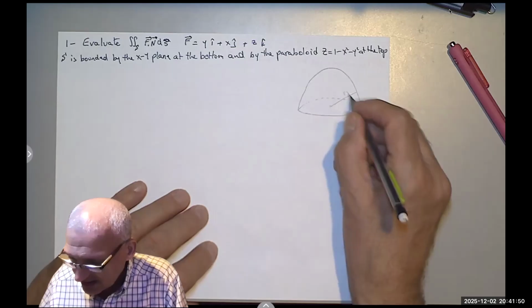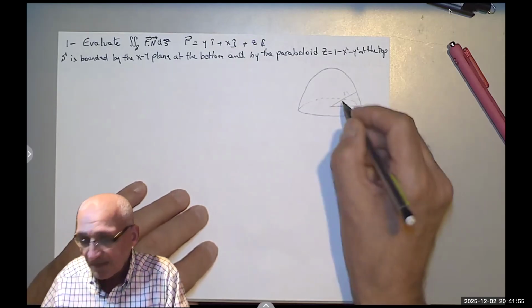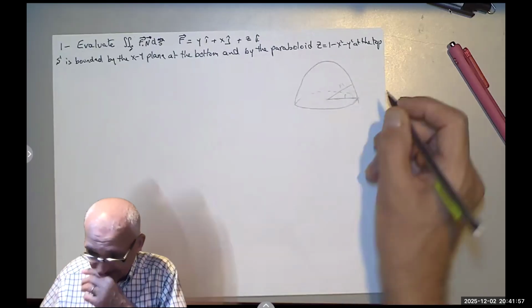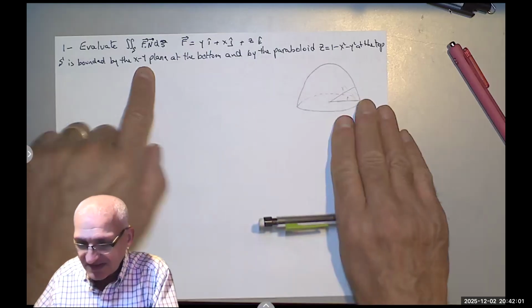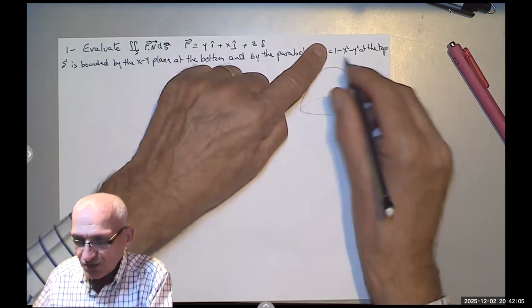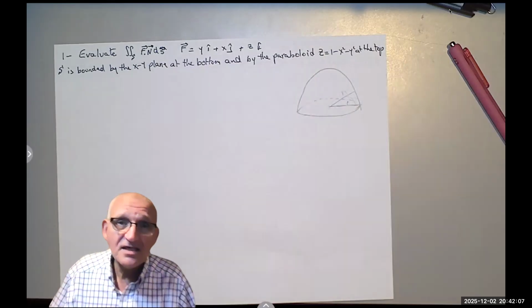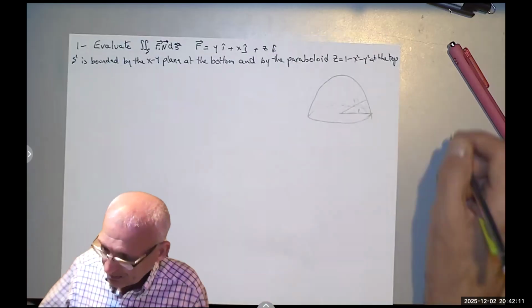I'm sorry, the radius at the base. The radius at the base is 1 of that circle, right? How do you know that? Because they tell you it's bounded by the xy plane, meaning when z becomes 0. And if z is 0, you get x squared plus y squared equals 1. That's the equation of a circle of radius 1, right?